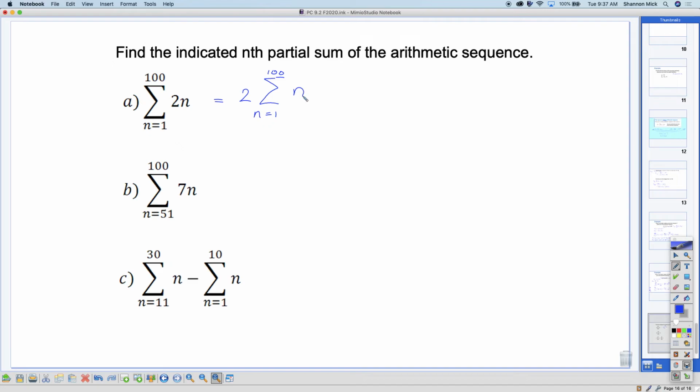Doesn't that make it pretty simple? Yes, because we already know what the sum is, but if we didn't know it, we'd use our formula. So our formula is n over 2 times a sub 1 plus a sub n. So from 1 to 100 is what? When you start at 1, it's just 100.